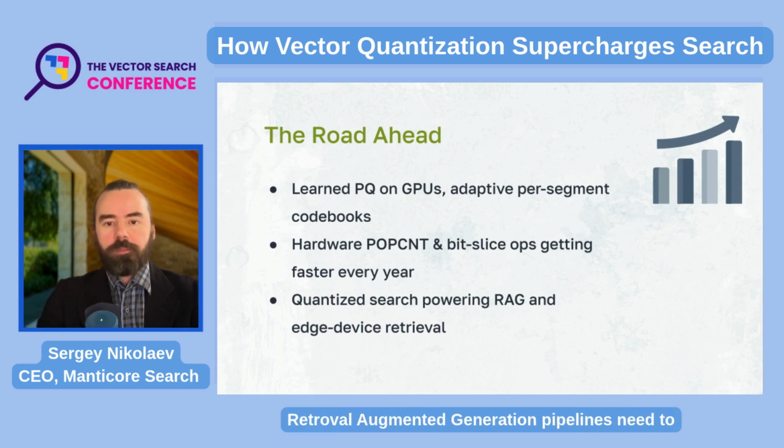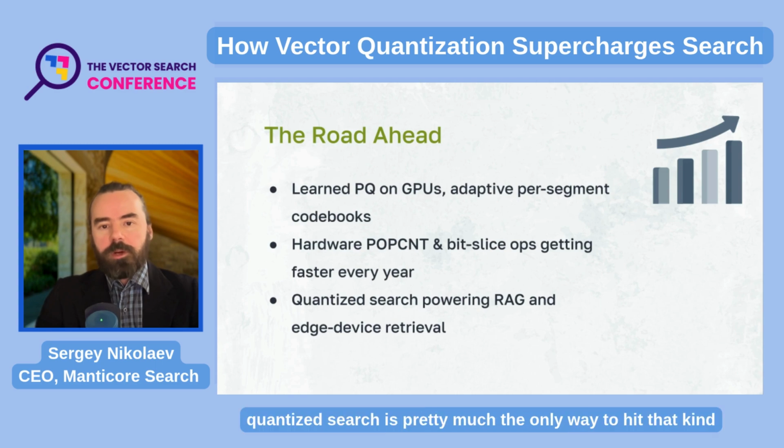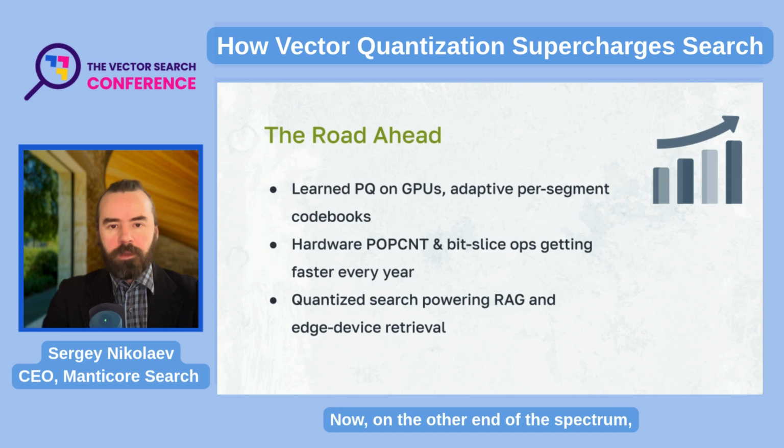Wave 3: new workloads. Retrieval augmented generation pipelines need to fetch context super fast, like within a couple of milliseconds, to keep large language models chatty and responsive. And honestly, quantized search is pretty much the only way to hit that kind of latency at scale. My colleague Dmitry Kuzminkov will dig into RAG in his talk later today, so definitely stick around for that.